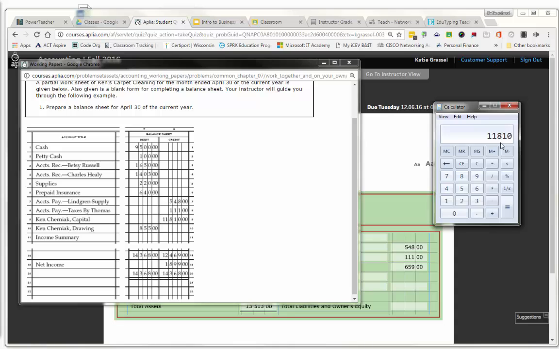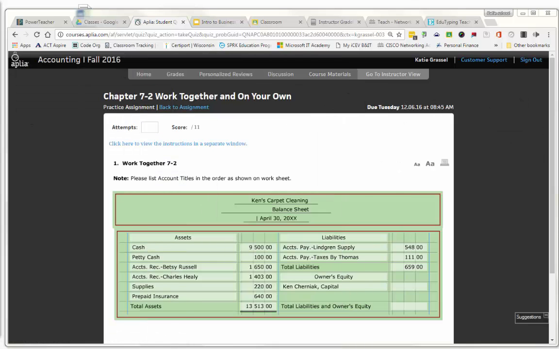That is the most common mistake that I find for this chapter, is that people do not go through and calculate their new owner's equity. So I got my new owner's equity of $12,854. Did anyone else get that number? Olivia's nodding. All right.